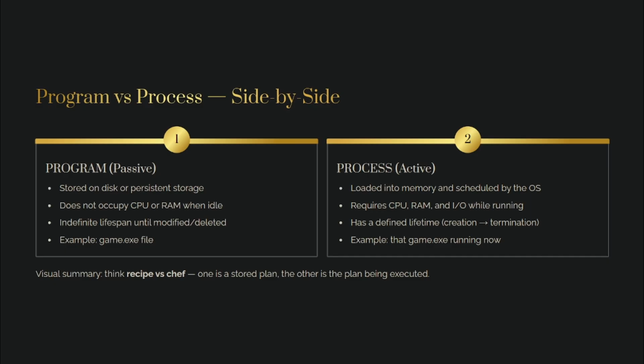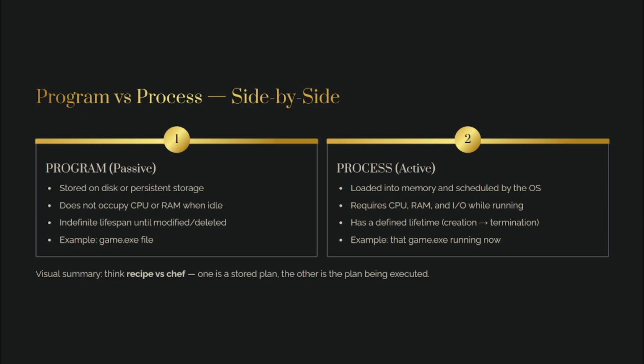Program versus process side by side. Let's compare them clearly. A program is passive. It stays on disk, doesn't use CPU or RAM when idle, and stays there until you delete it. For example, a game.exe file sitting in your folder.